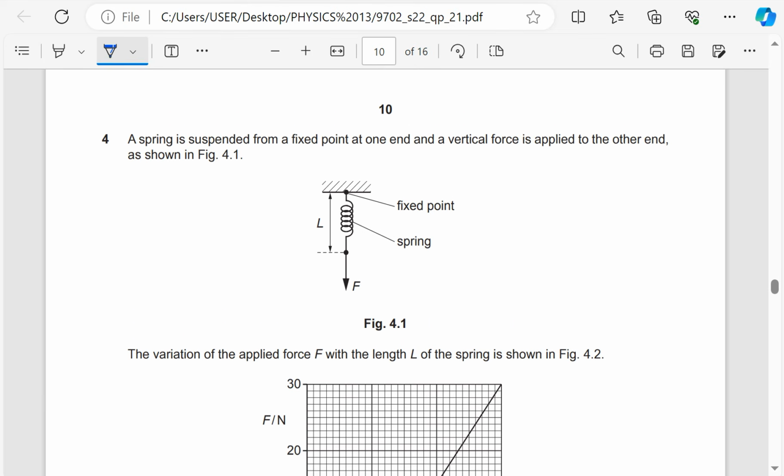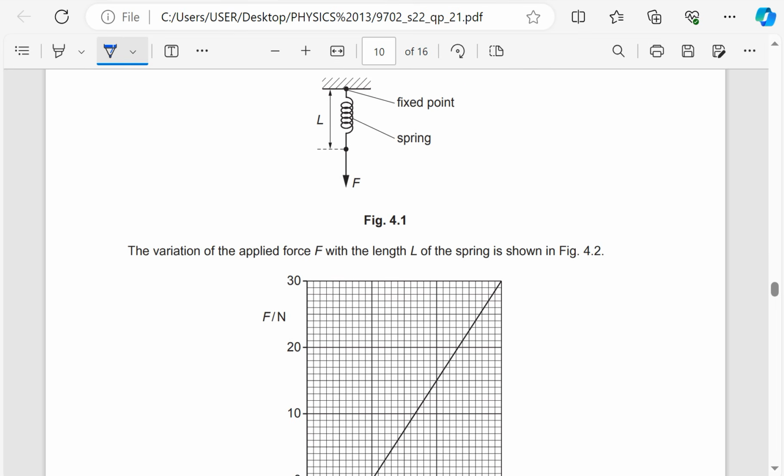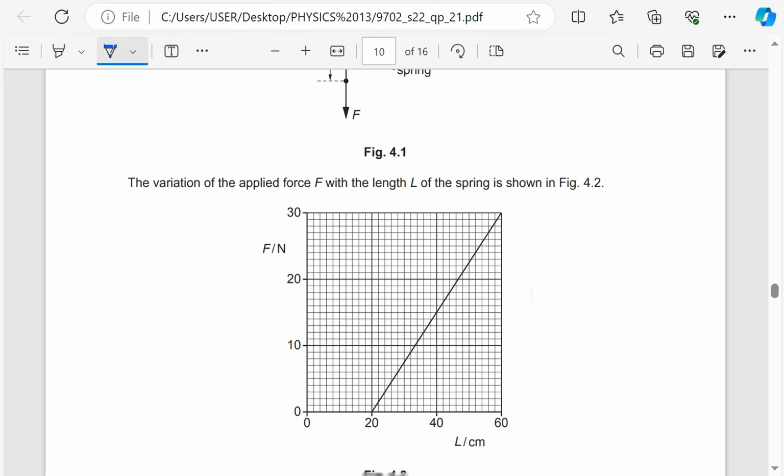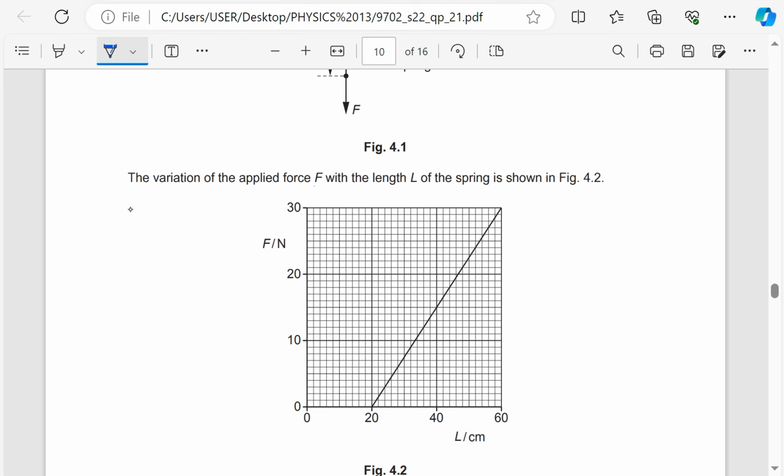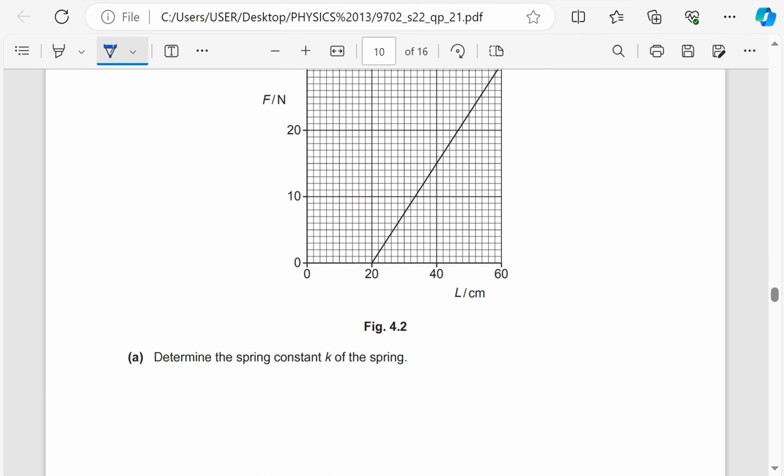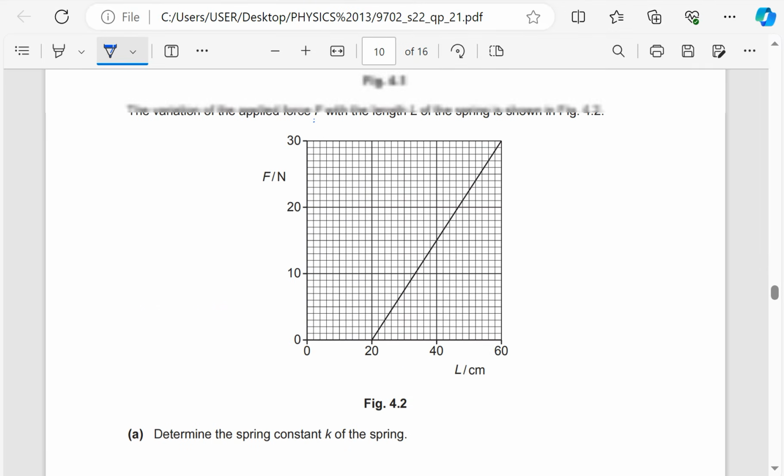A spring is suspended from a fixed point at one end and a vertical force is applied to the other end as shown. Okay, we can see length L and force F. The variation of the applied force F with the length L of the spring is shown. Determine the spring constant. Of course, we have a graph of F against L. So when there is no force, the length is 20, so this means this is the original length. When we add a force of 30 newtons, the length is 60. That means the extension is going to be 60 minus 20.